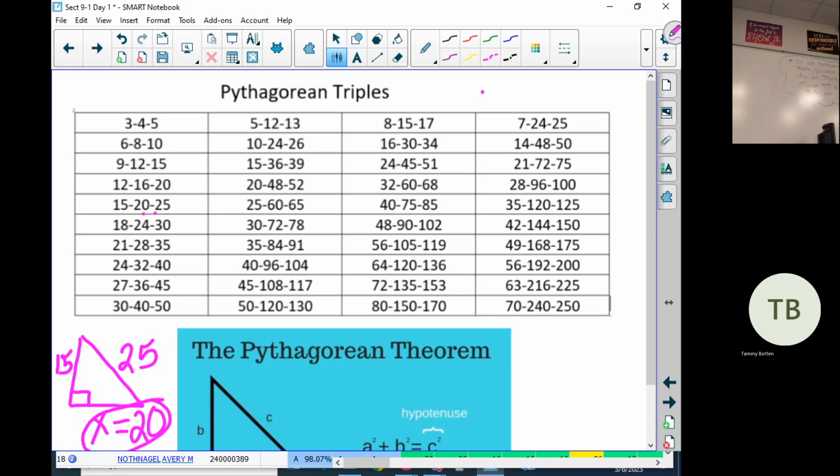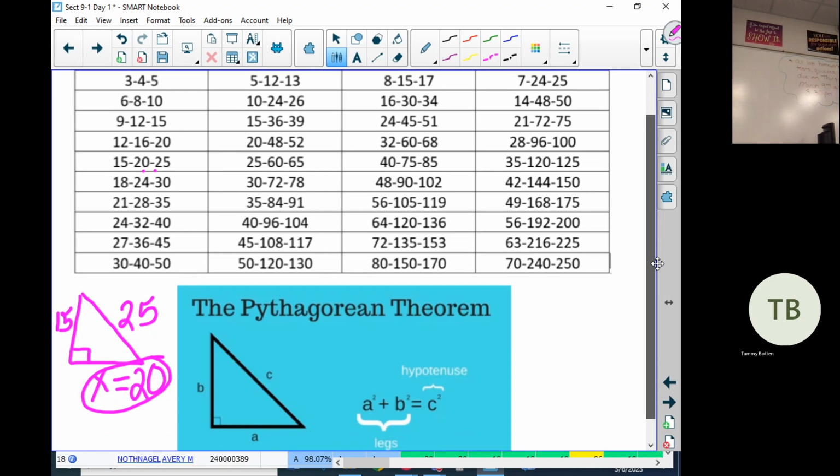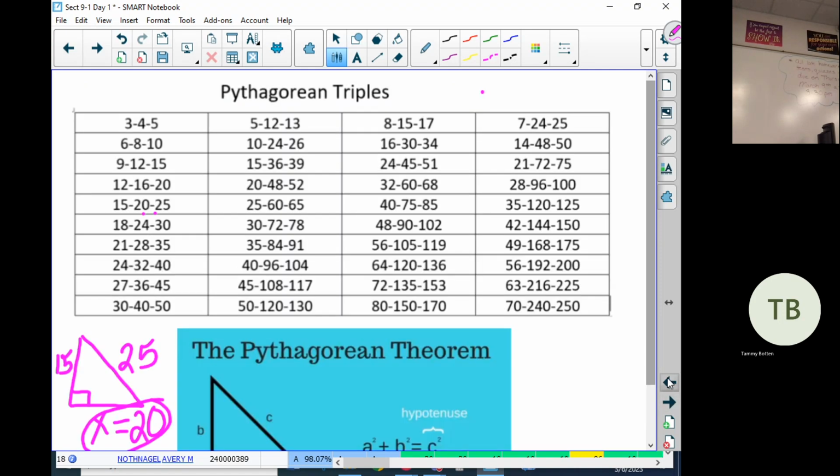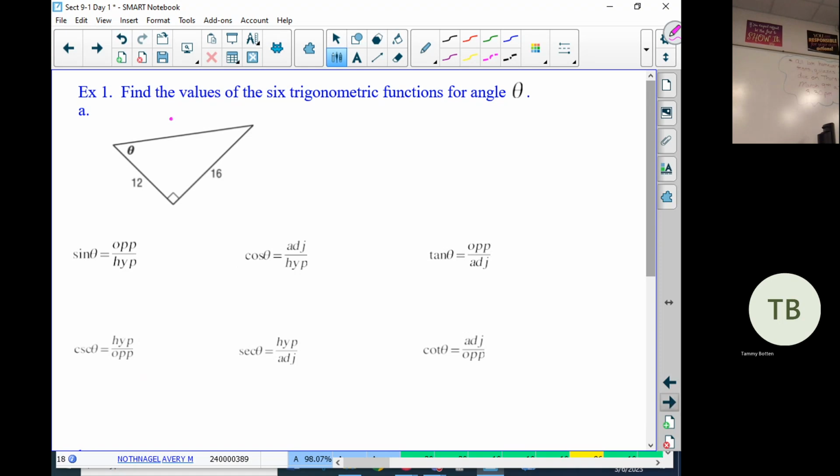Okay. If it wasn't on this chart, you'd have to do Pythagorean theorem, a squared plus b squared equals c squared. But I did not give you any like that, and I won't this week. Okay. So if we go to this, notice one of my sides is 12, one is 16, and I need to know that last side. So if I go back here, do you guys see one where it's 12, 16, something? 20. So I'm going to use this one right here, and that tells me that this is 20.